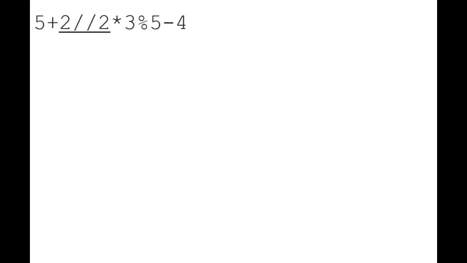Next expression na evaluate natin. So dito, ano yung una nating i-evaluate? So yung first is exponentiation. Pero dito sa expression na to is walang exponentiation. So ang meron lang is division, multiplication, modulo, addition, and subtraction. So after exponentiation, ano yung susunod? So yung susunod is yung division, multiplication, and modulo. So dito, unahin natin evaluate yung division.